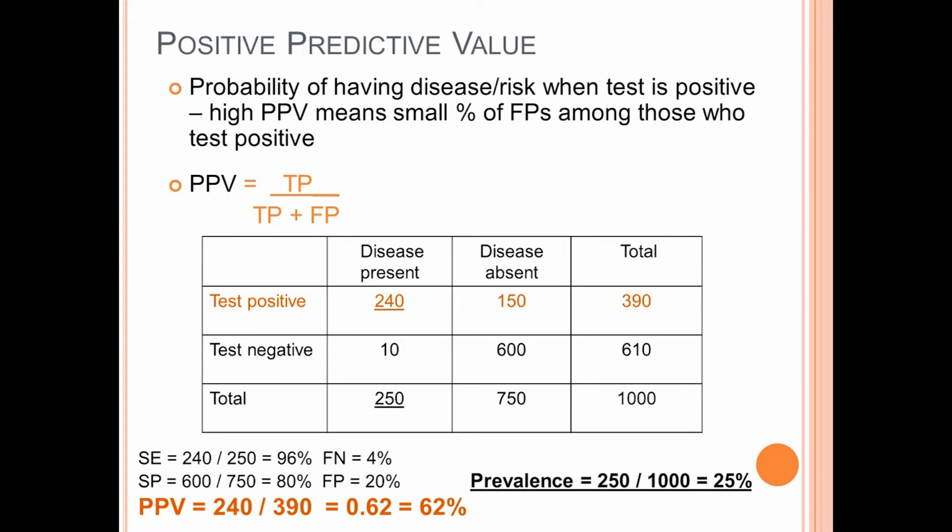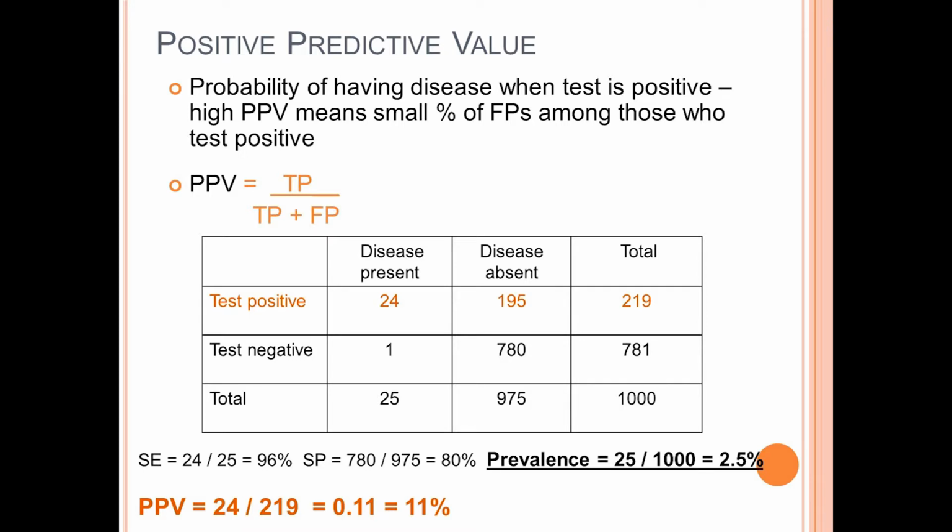So this is an example of just plugging in, again, to the 2x2 table. Here we have a sensitive test with a sensitivity of 96% and a specificity of 80%, and the positive predictive value is 62% at a prevalence of 25%.